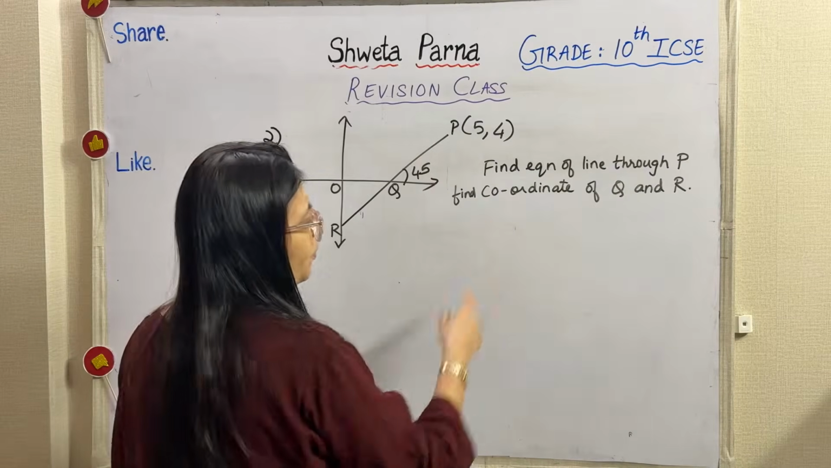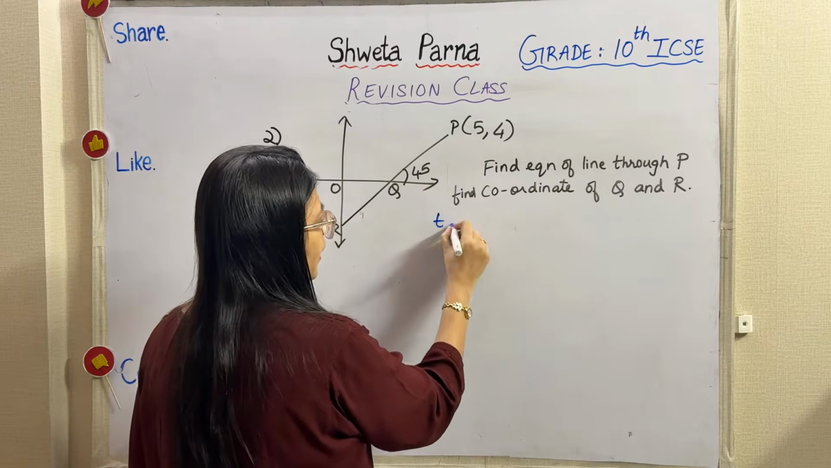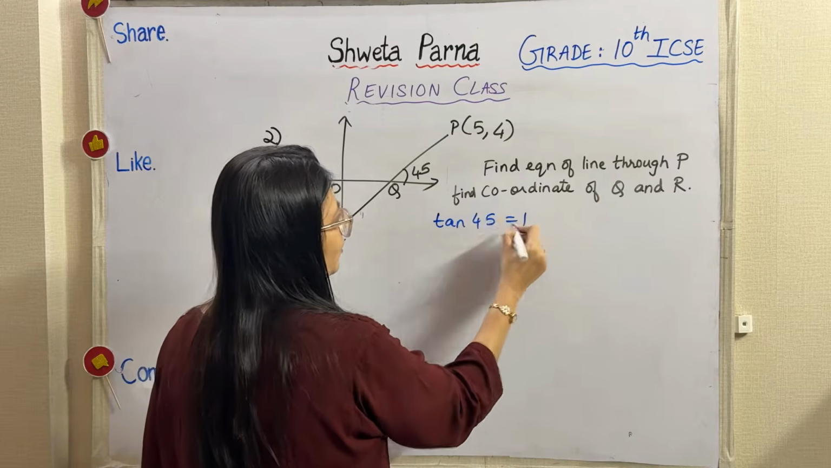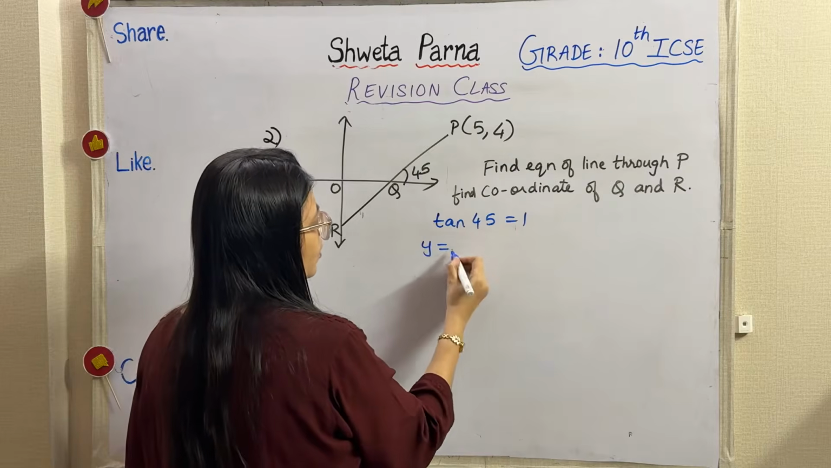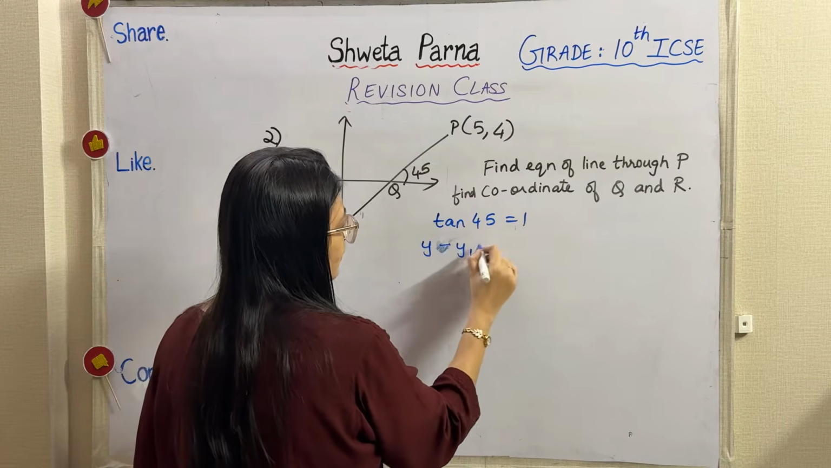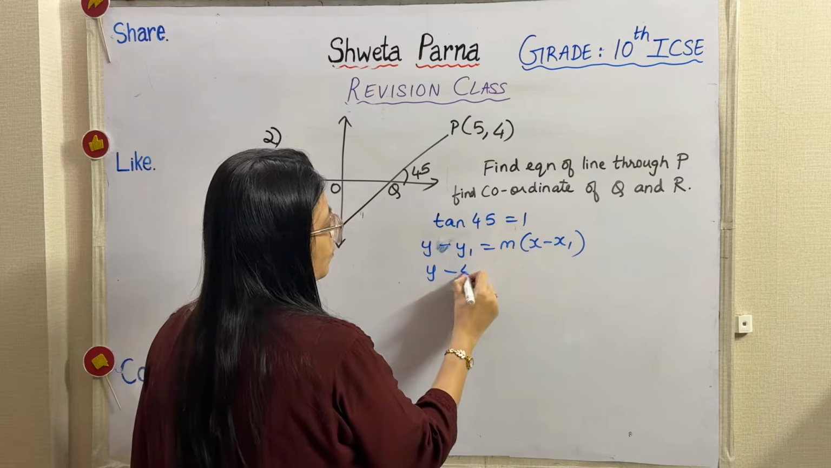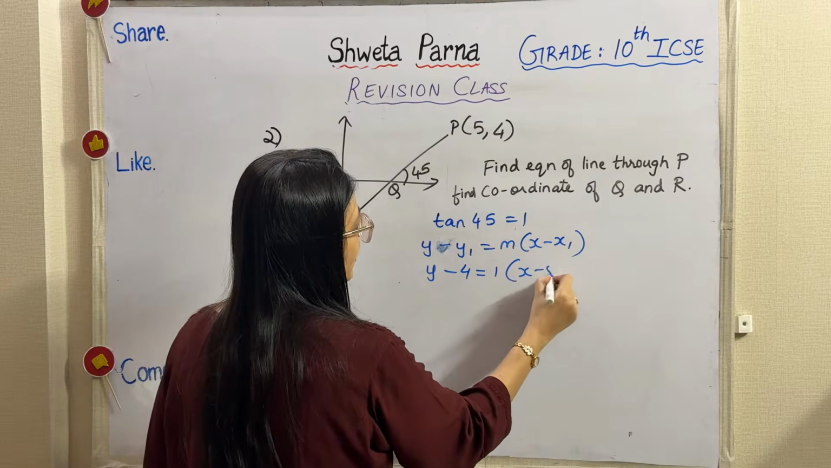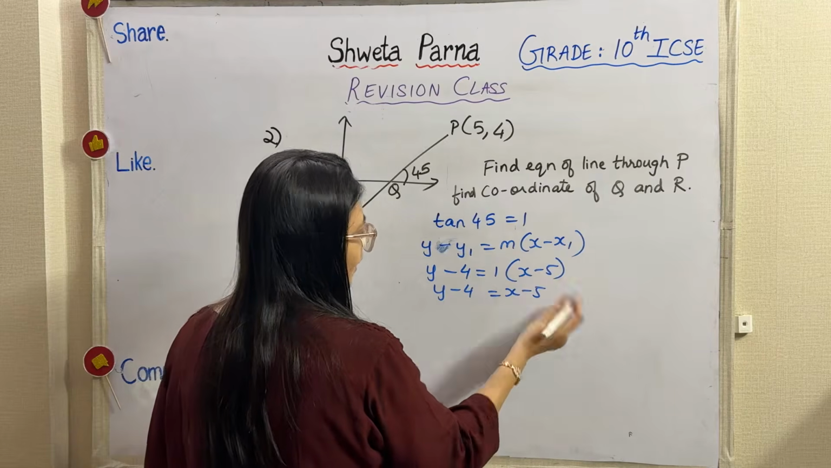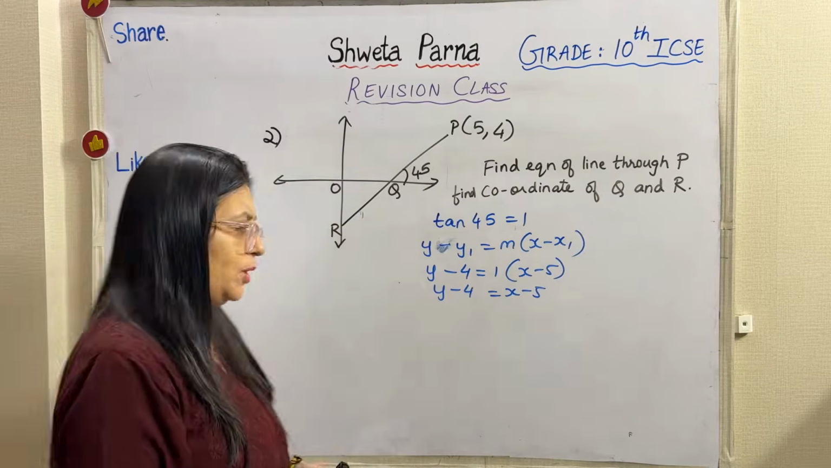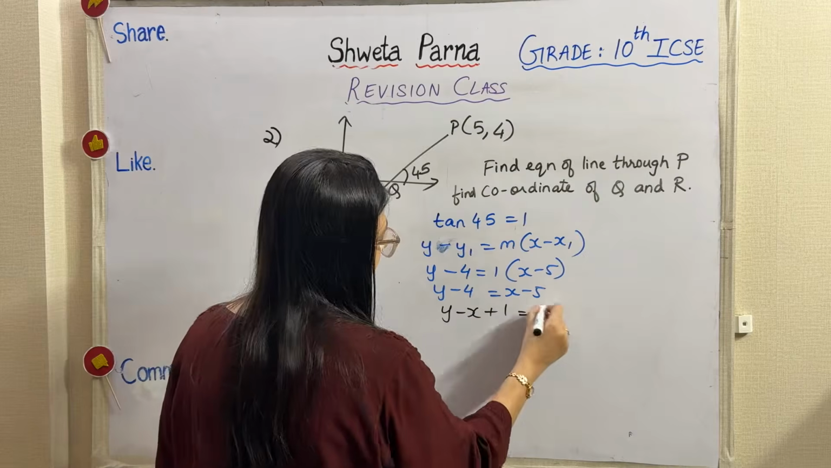So, how do you solve this? You want to find the equation of a line. First thing you have to find the slope. Theta is given, which is 45. So find tan 45. The value is 1. So the slope is 1. Now use y minus y1 is equal to m into x minus x1. So y minus 4 is equal to 1 into x minus 5. So y minus 4 is equal to x minus 5. Take everything to one side and you will get the equation: y minus x plus 1 is equal to 0.